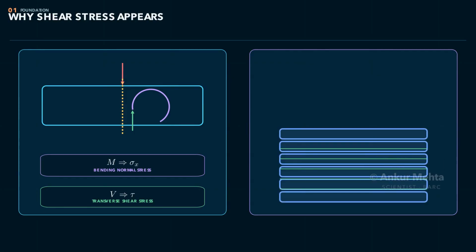So, beam shear is not merely a vertical force divided by area, it is the internal mechanism that keeps the layers acting as one beam.